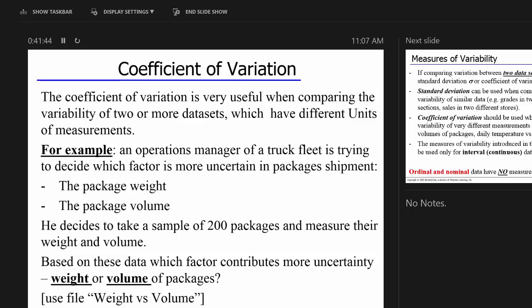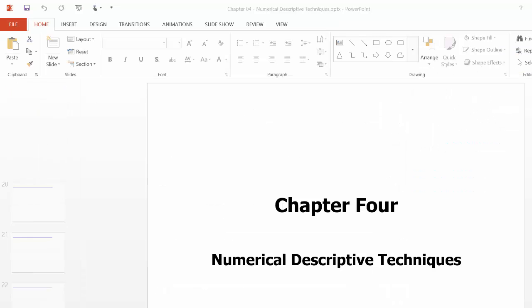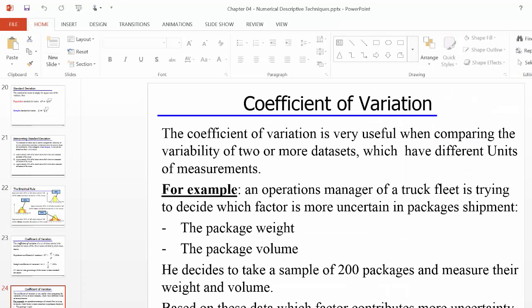Well, one smart operations manager decided, what the hell, I'm not going to rely on gut-level intuition, I'm just going to get the data out. So he takes 200 packages, and for every package he measures two things: how much it weighs and what its volume is.